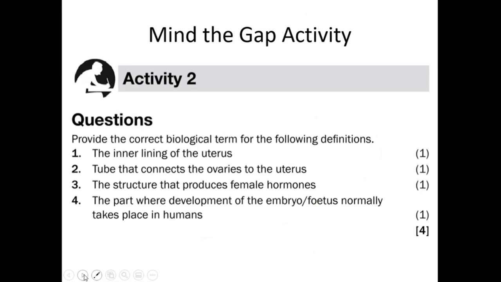This is 1, 2, 3, 4 marks. I'm going to give you 2 minutes, so half the time, to quickly see if you can label number 1, 2, 3, and 4. Let me start my timer. So I'm going to give you guys exactly 2 minutes for this, just to see what you now know of the female reproductive system. So just write number 1, the answer, number 2, answer, 3, answer, number 4, answer.